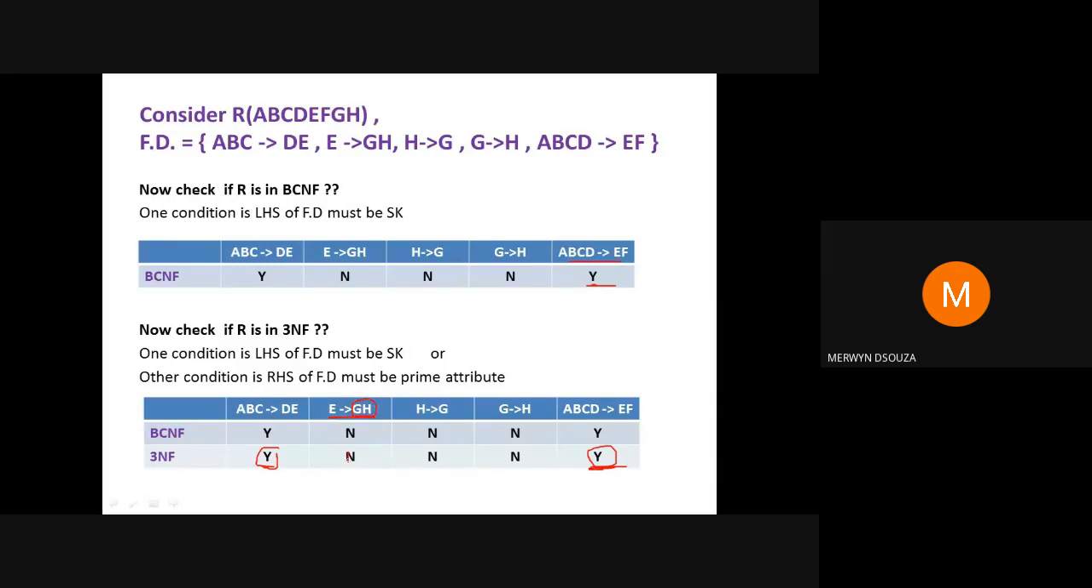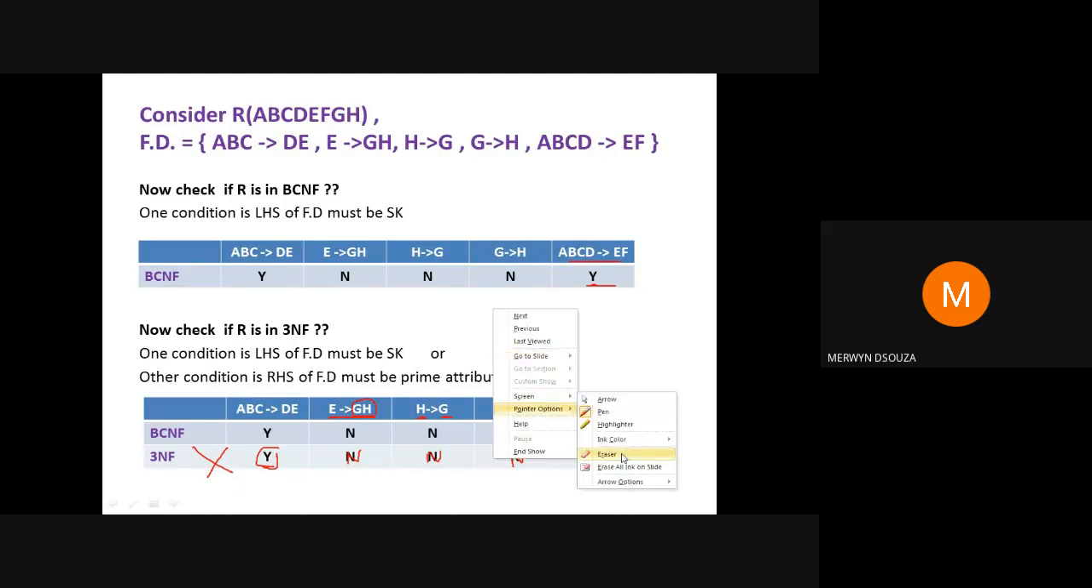So therefore you write no. Left hand side super key? No. Right hand side is prime attribute? No. Left hand side is super key? No. Right hand side is prime attribute? No. Again, similar to BCNF, only two functional dependencies are in 3NF. Therefore, we cannot say that R is in 3NF.